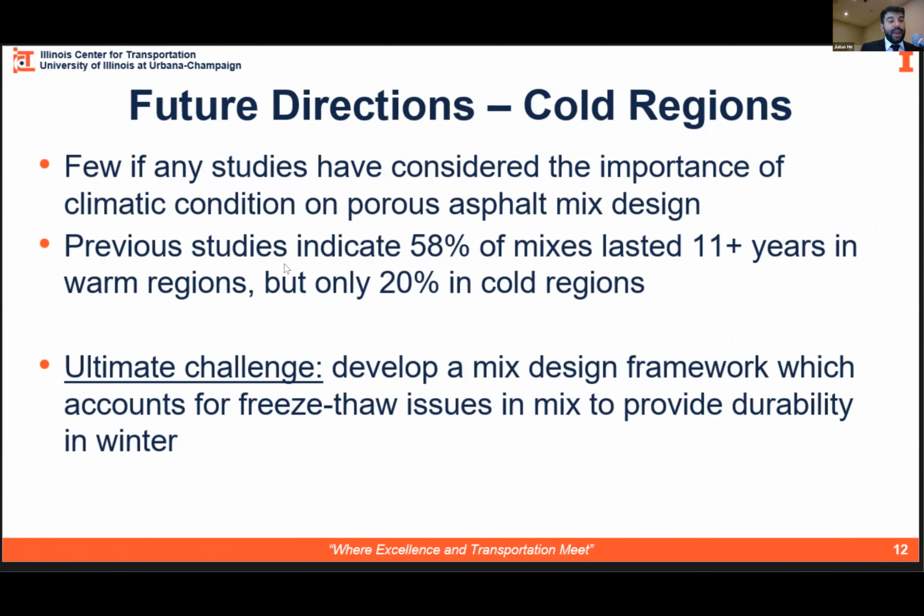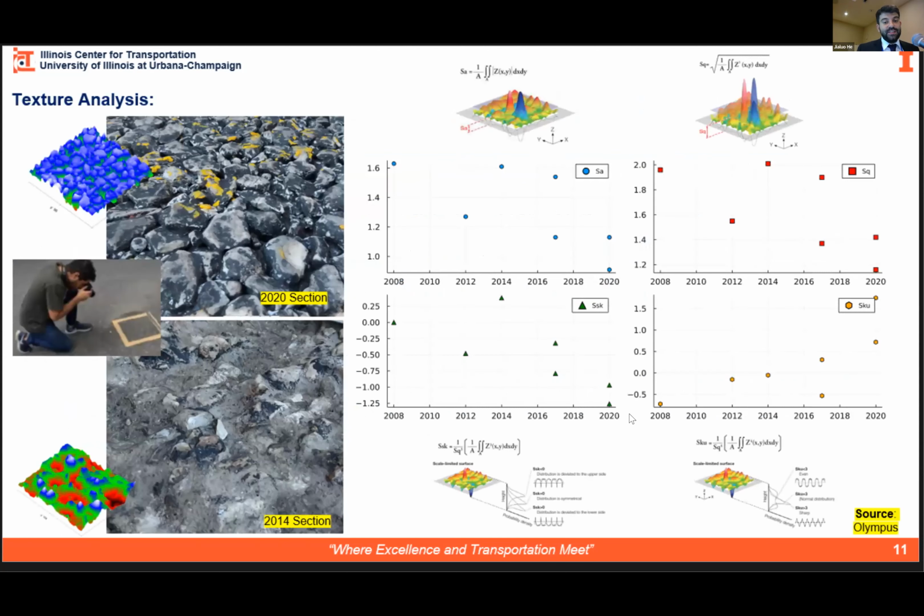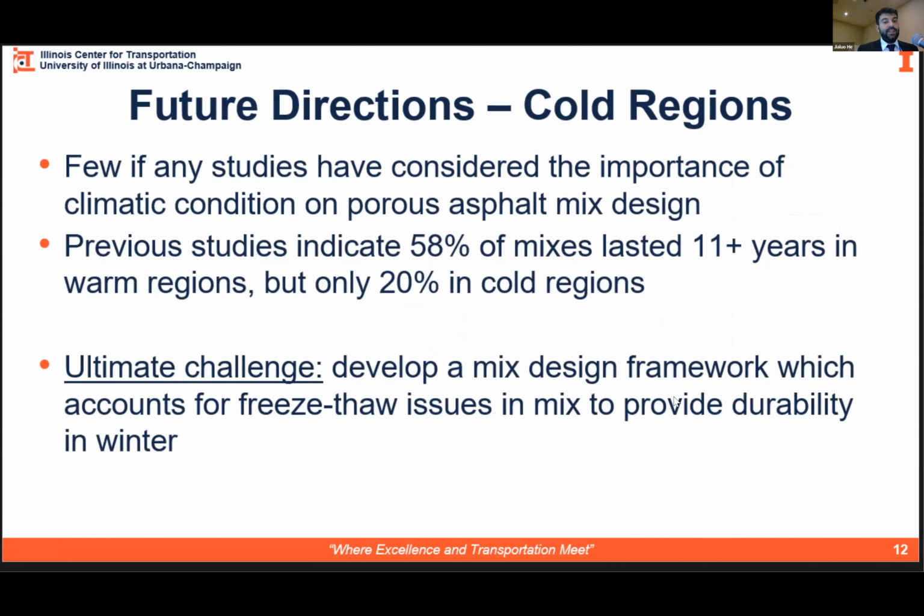There was a previous study in Japan that indicated that 58% of mixes last 11 plus years in warm regions, only 20% in cold regions. And based on what we see, we can imagine why, because the surface has substantially deteriorated from 2008. In these cases, a higher value is worse. In this case, a lower value is worse. So we can get a sense that since 2008, these surfaces have really deteriorated, and that's 12 years. So 11 plus years in warm regions, but only 20% of mixes make it that long in cold regions. So it perfectly makes sense to us just based on the surface, and that's not even getting into the clogging issue.